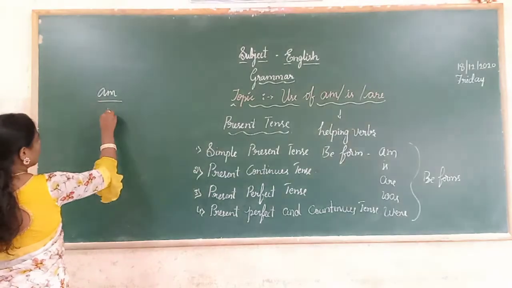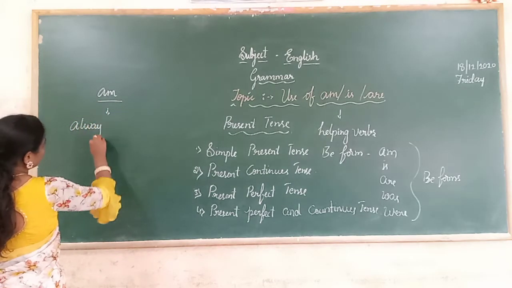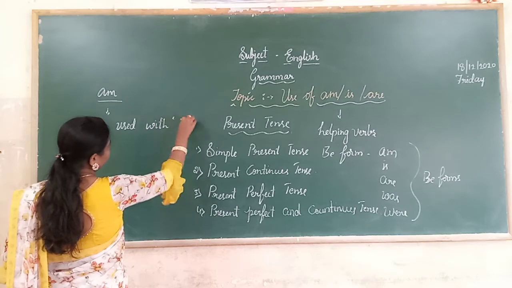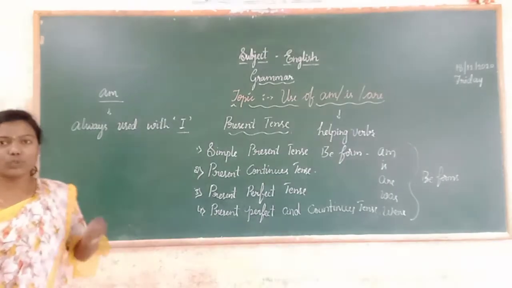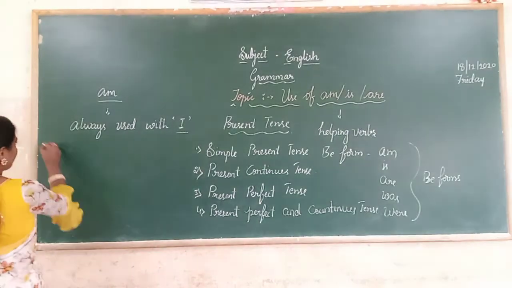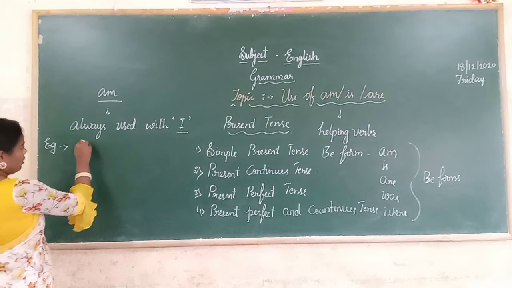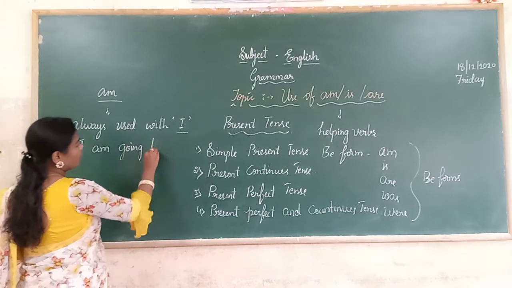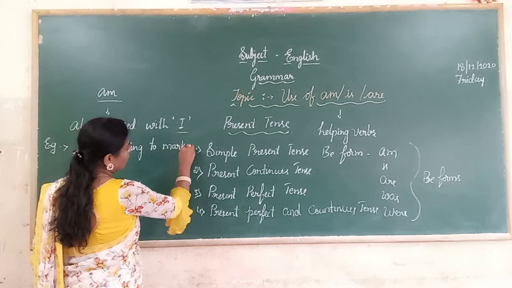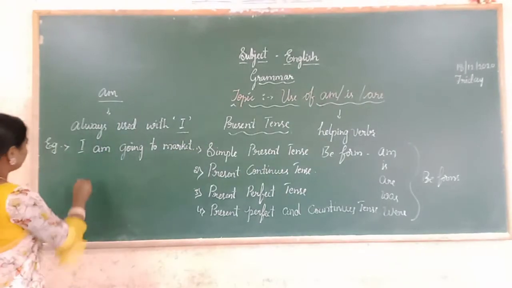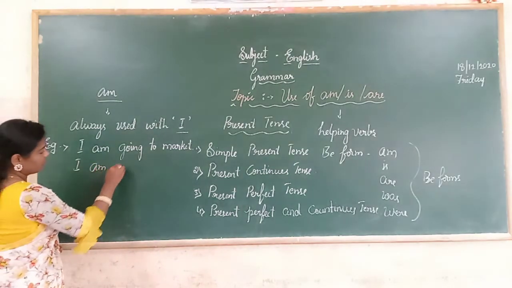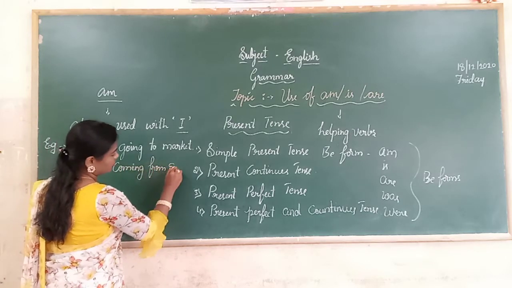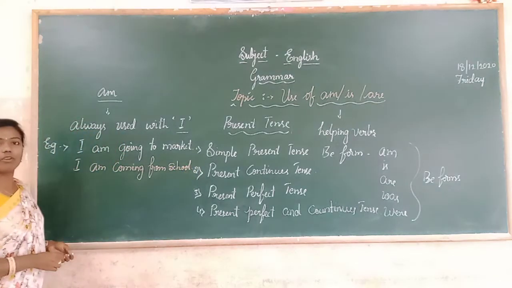Am is always used with I. Okay dear student, am is always used with I. So for example: I am going to market. Second one, I am coming from school.